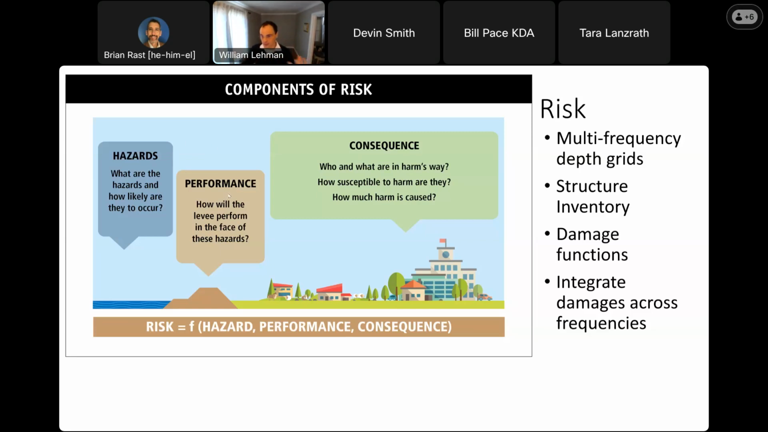If there are levees in the picture, we would want to think about performance. I'm not necessarily suggesting that for this effort. But then also with consequences, we need to know where the assets are and what the significance of their exposure is and their vulnerability. So we would represent that with multi-frequency depth grids, with a structure inventory that has asset values, occupancy types, so that we know what damage functions to pull, and values obviously, and then we would integrate those across the damage frequency curve.